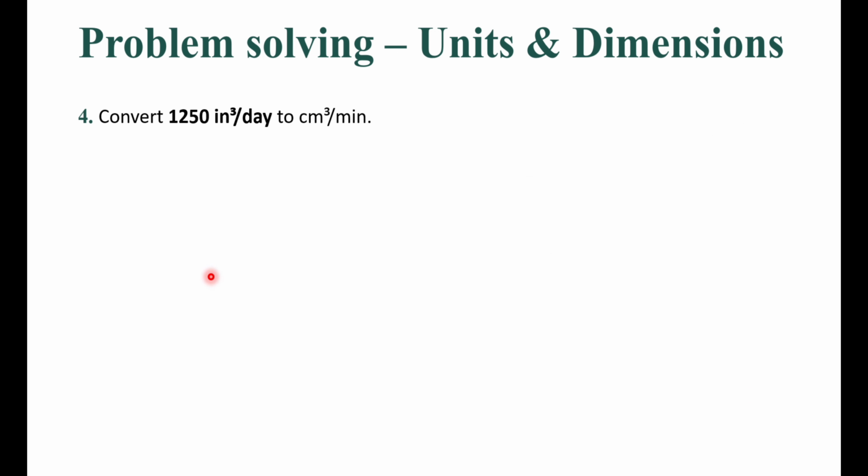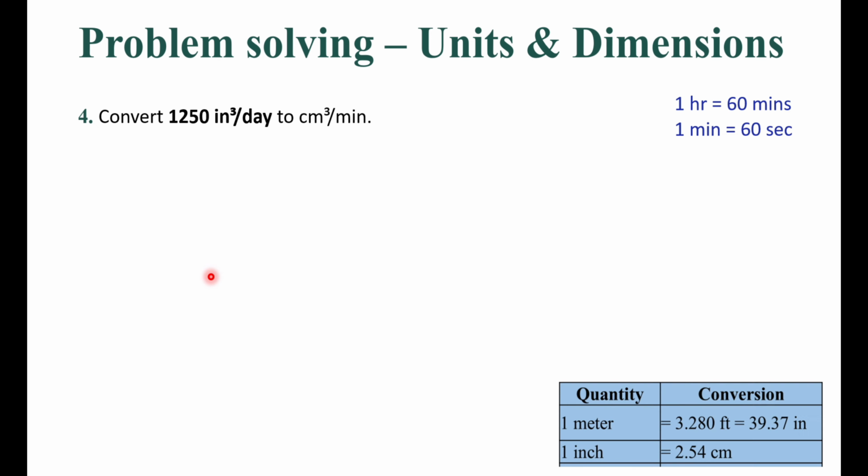We are asked to convert 1250 inch cube per day. Inches are written as IN in short form. Convert inch cube per day to centimeter cube per minute. The first step is to fill the respective relations table to solve this problem. In this case, we have to convert inch to centimeter cube. We know 1 inch is equal to 2.54 centimeters. So this is the relation which connects inches and centimeter.